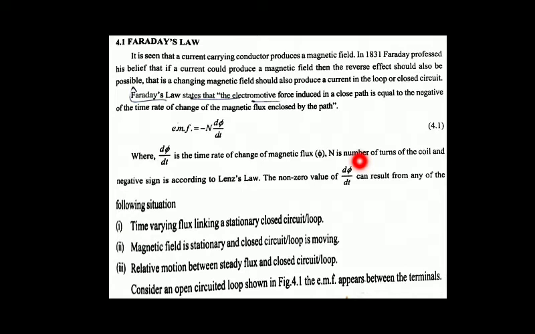Third case is relative motion between steady flux and the closed circuit loop. Okay, in the third case, both the magnetic field and the circuit loop are moving. The circuit loop is moving and the magnetic field varies with respect to time. Okay. So these three types of situations we will discuss in detail.